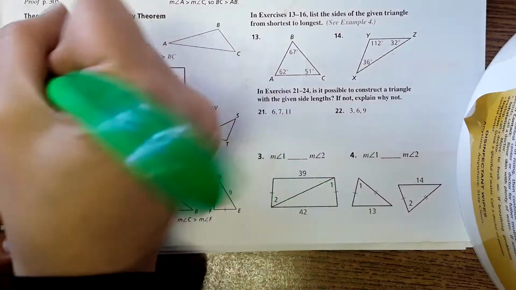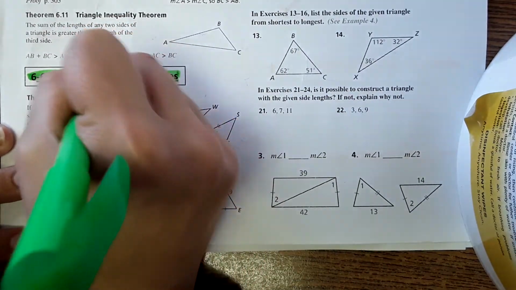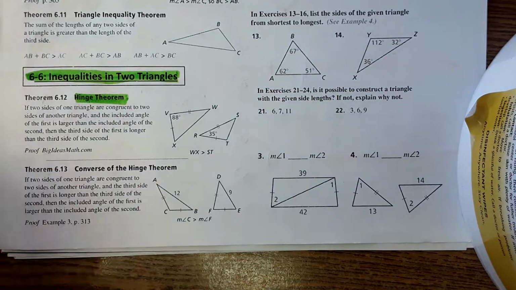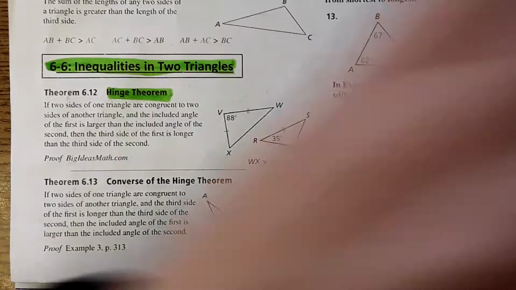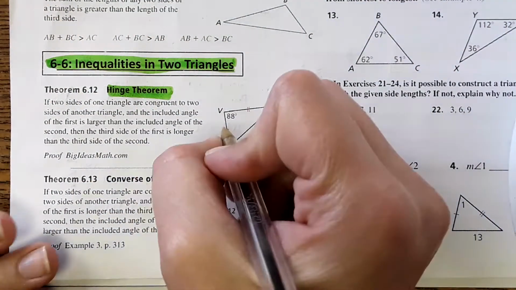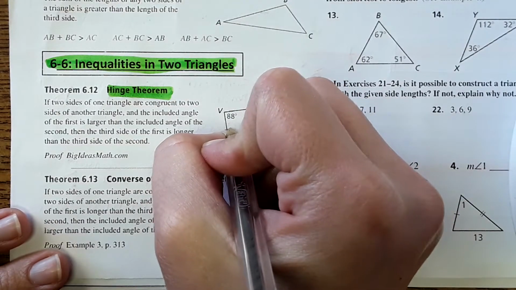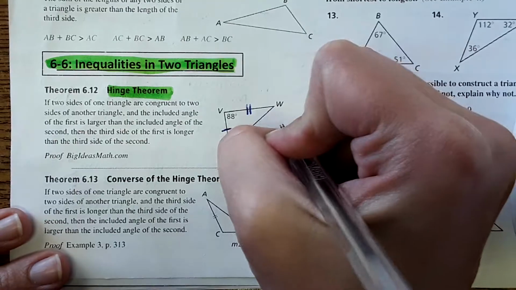So we're doing 6-6, inequalities in two triangles. We are learning about the hinge theorem. Now, the hinge theorem is similar to what we did yesterday. Like I said, we're going to look at these two triangles here. Now these triangles have two congruent sides. So this side is equal to this one, and this side is equal to this one.